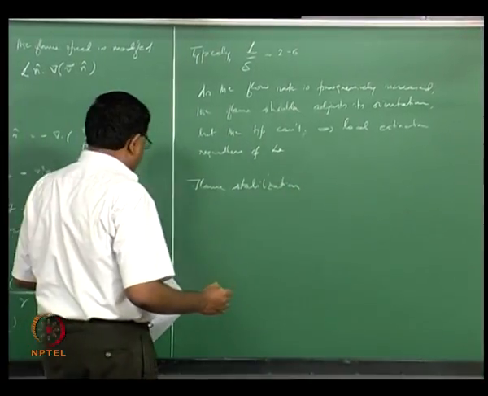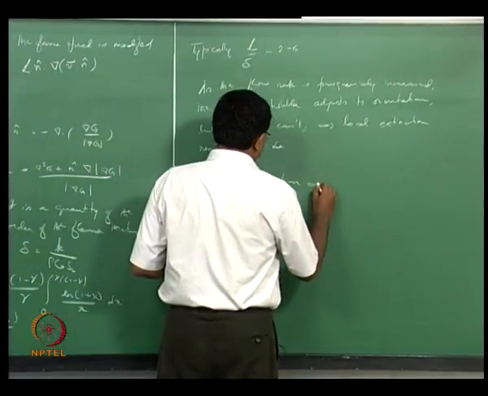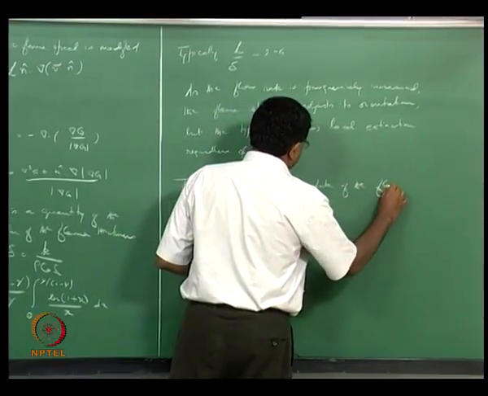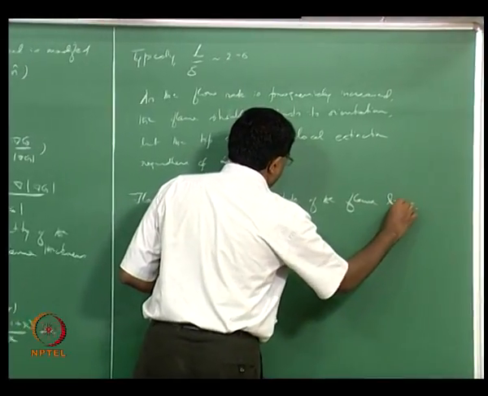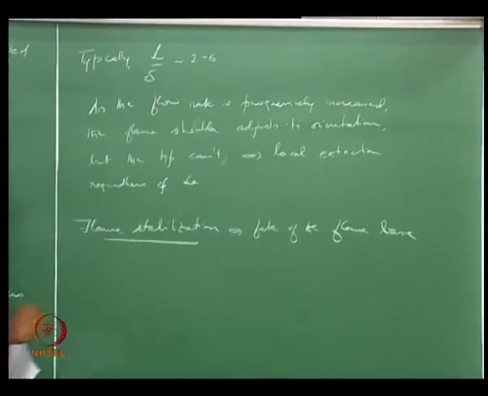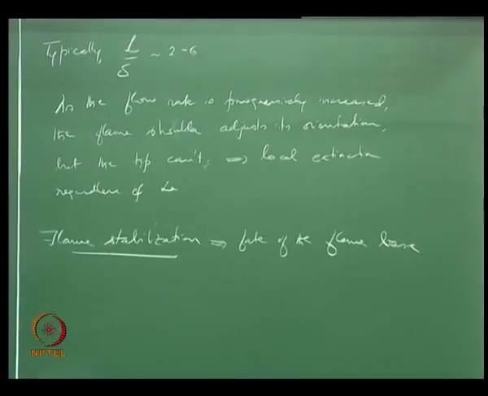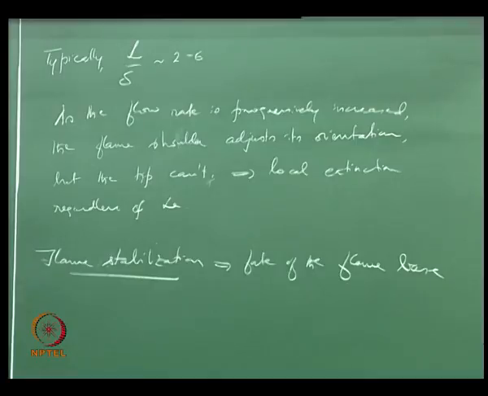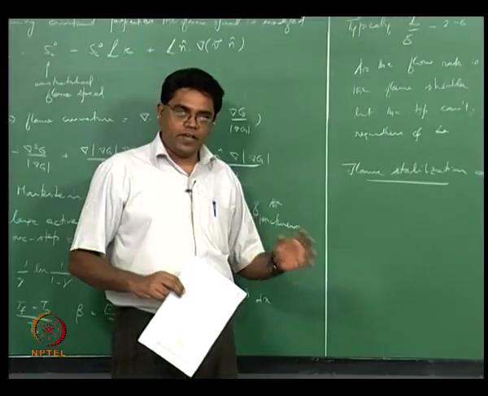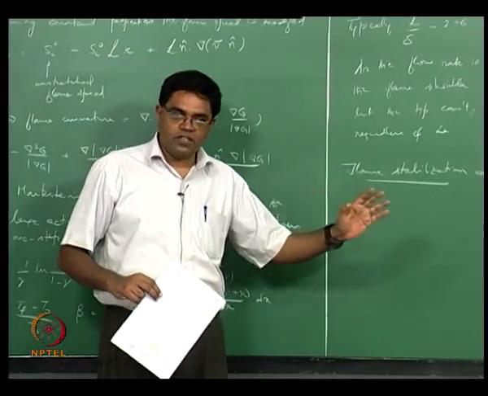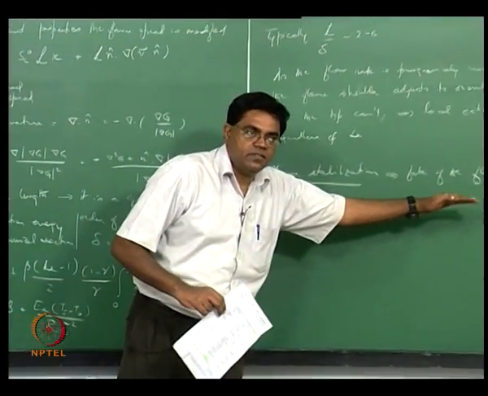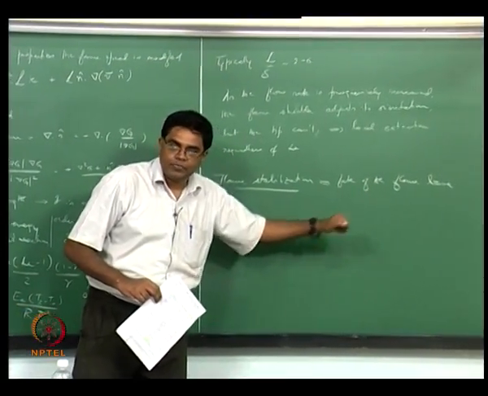Flame stabilization. So this refers to the fate of the flame base, or flame anchor point. Flame stabilization can also be referred to as flame anchoring, because the base is the one that is actually holding the flame. So correspondingly, you can also use the term flame holding. So flame holding, flame anchoring, flame stabilization, all these things refer to pretty much the same, and it deals with the fate of the flame base, because the base is where the flame is held.